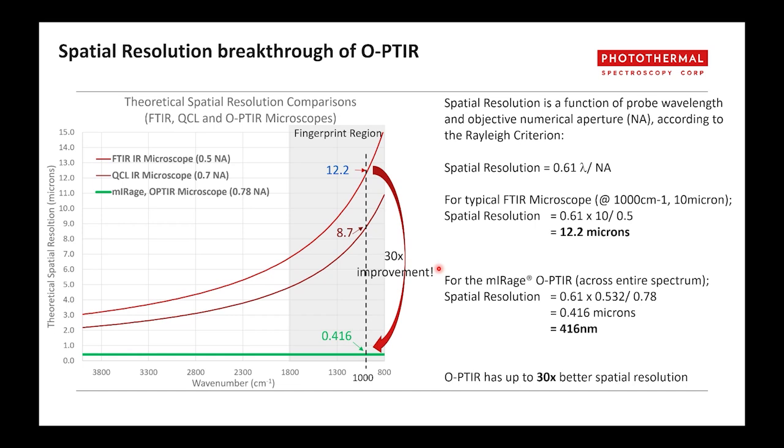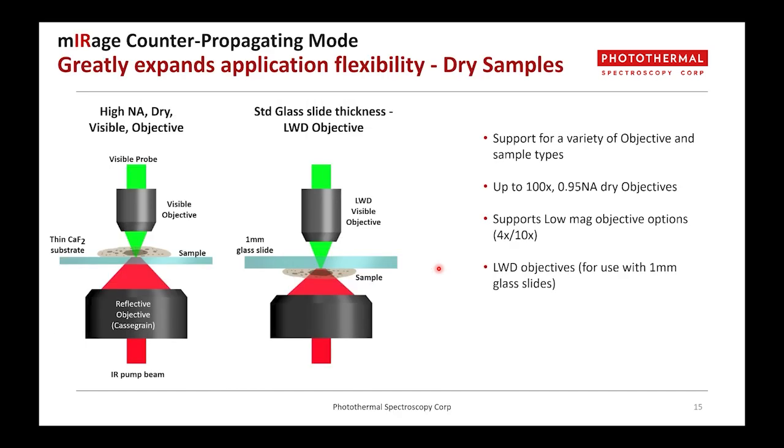Now, one of the newer features we introduced, probably a couple of years ago now, was the so-called counter-propagating mode. So in some of what I just showed you, the infrared and green were coming from the top. The infrared can also be delivered from the bottom, thus freeing up the top objective to not be a Cassegrain, but to be a visible objective instead. And when you're able to use visible glass objectives, you have a lot more flexibility. You have a lot more options with respect to objective choice.